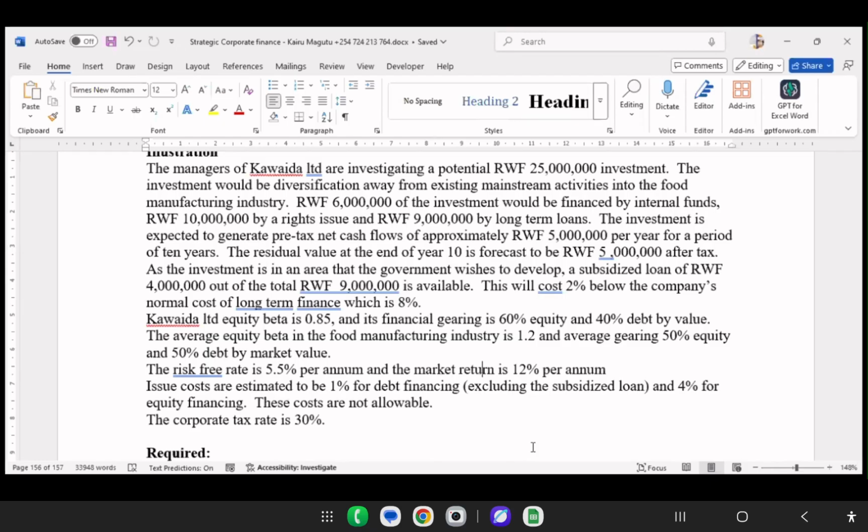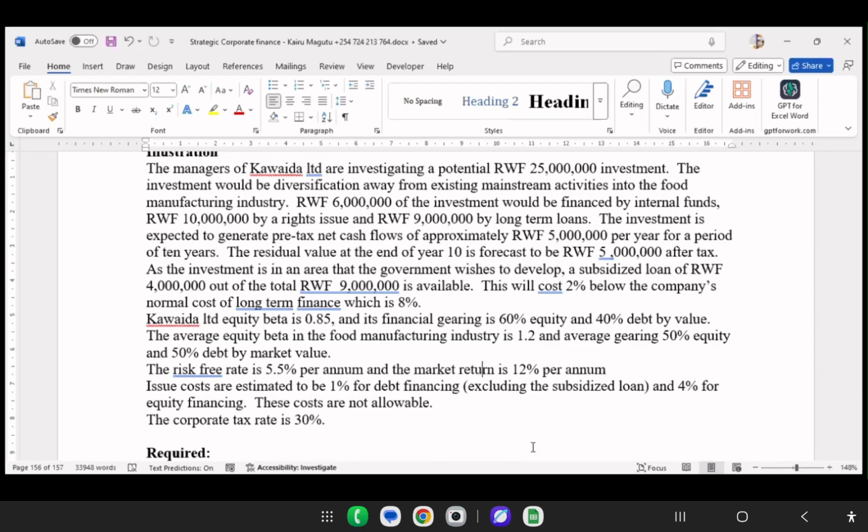As the investment is in the area that the government wishes to develop, a subsidized loan of Rwandan francs 4 million out of the 9 million loan is available. This will cost 2% below the company's normal cost of long-term finance, which is 8%. So it means that out of the 9 million, 4 million will be given by government at a lower interest rate. Kawaida Limited equity beta is 0.85 and its financial gearing is 60% equity and 40% debt by value. So the current capital structure of this firm is 60% equity and 40% debt.